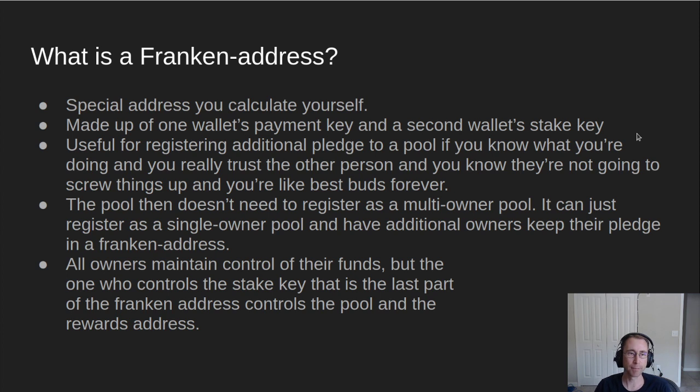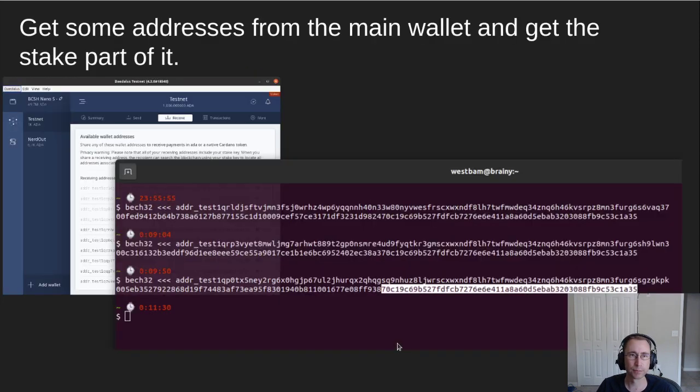So essentially, you're making a multi-owner pool without registering multiple stake keys as owners. You're only going to register the one stake key, and then the other guy is going to be using a Franken address to give you additional pledge. So all owners still maintain control of their funds because they control the payment keys, but it's only that one person who controls the stake key that's the actual owner and controls all the pool and controls, you know, metadata updates, things like that. And also, of course, controls the reward address.